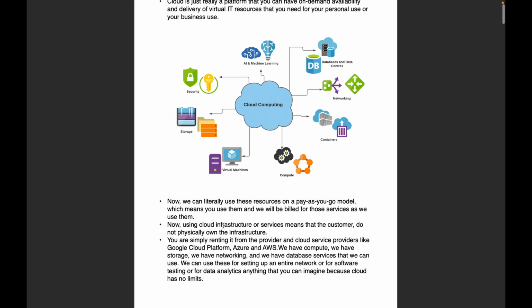And when we are using cloud infrastructure, we don't need to maintain any physical infrastructure. Somewhere it is present physically, we are just renting it out and using it as per our business use cases.